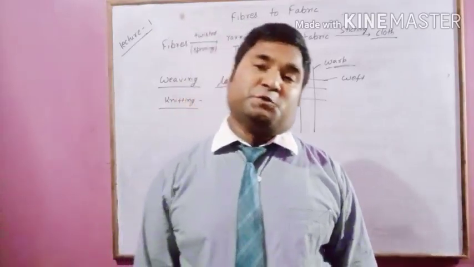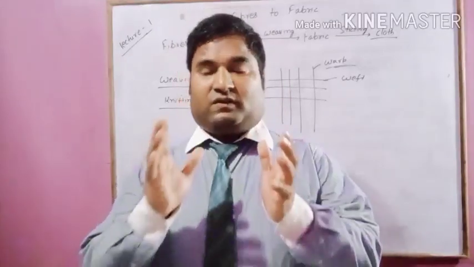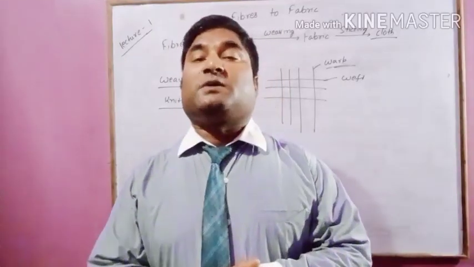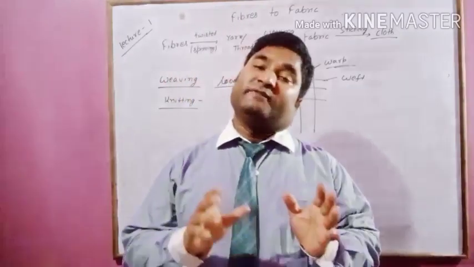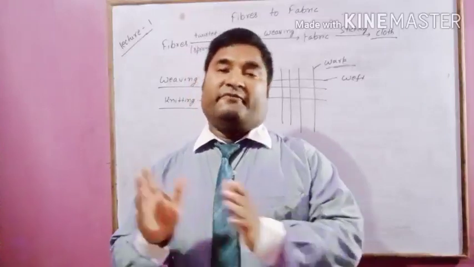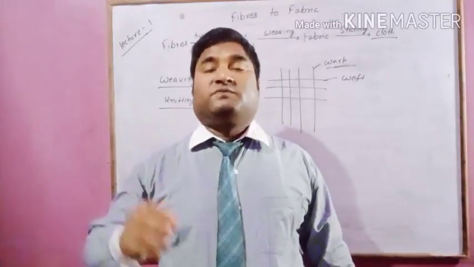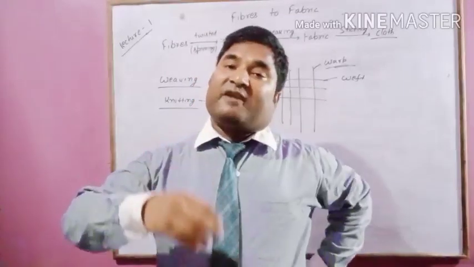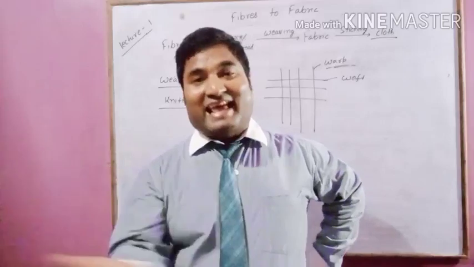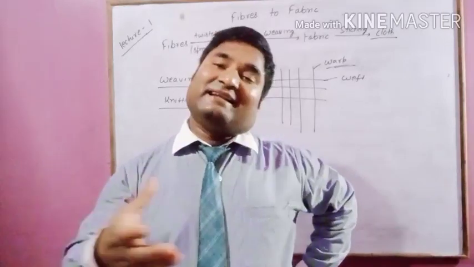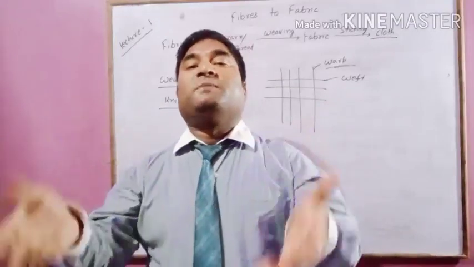Next is jute. Jute is also a fiber that we obtain from the plant called patsan or patua. It is grown in Bihar, West Bengal and Assam. When the plant is grown and the flowers come, at that time the stem is harvested, and that stem is immersed in water for some days.